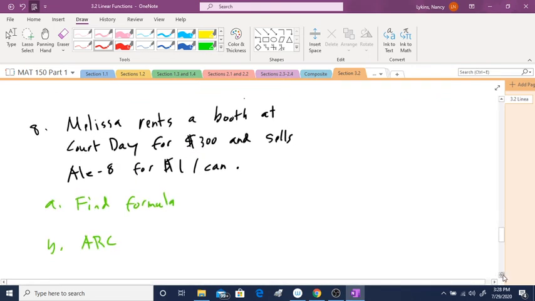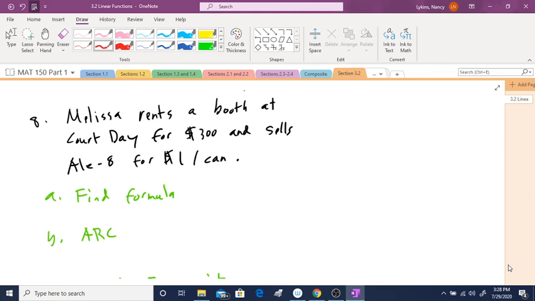Okay, my last example. Now, all those that are familiar with where we're from, Court Day, it's a big, huge festival, and what people do is they go there, they sell food, arts, antiques, everything at Court Day. So let's just say we have Melissa in our class that rents a booth at Court Day for $300 for the whole festival and sells L8, which is a soda, for $1 a can.